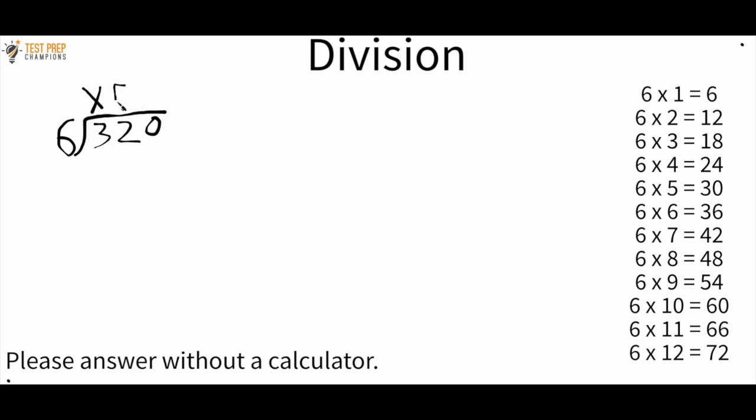So I want to put a 5 right here, and notice again that I'm putting the 5 directly above the 2. So what is 6 times 5? Well, we know 6 times 5 is 30, so I'm going to write 30 here.